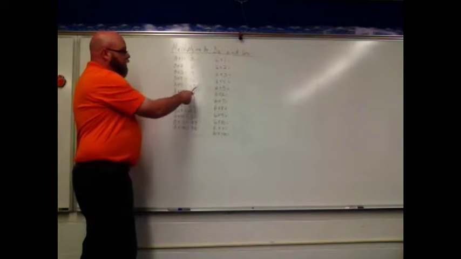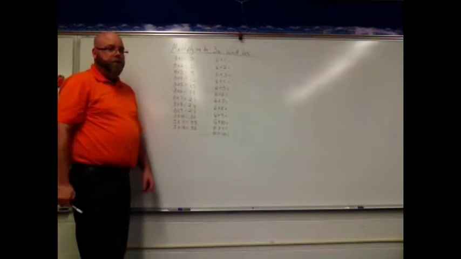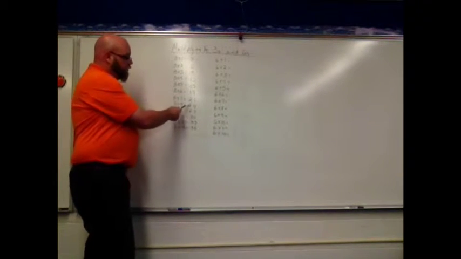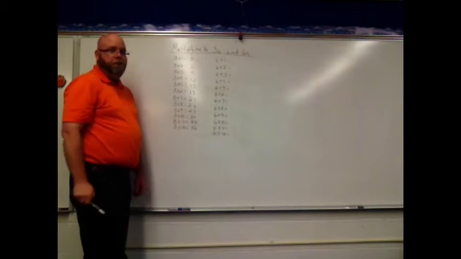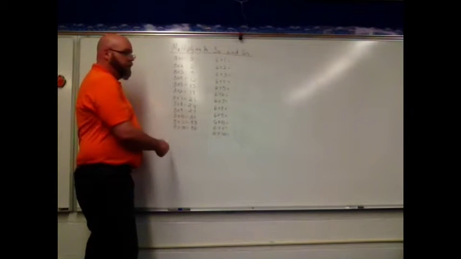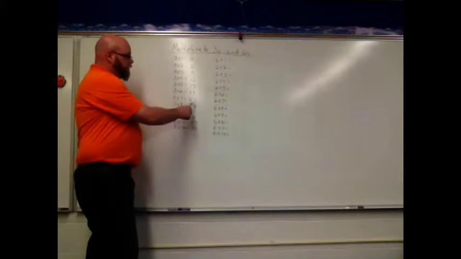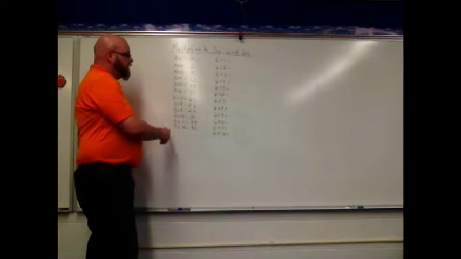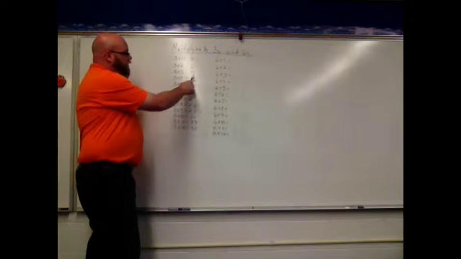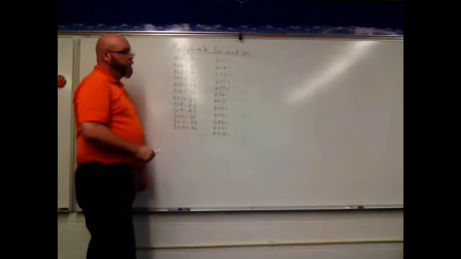3, 6, 9, 12, 15, 18, 21, 24, 27, 30. Then it does it backwards while saying the math facts. 3 times 10 is 30. 3 times 9 is 27. 3 times 8 is 24. 3 times 7 is 21. 3 times 6 is 18. 3 times 5 is 15. 3 times 4 is 12. And 3 times 3 is 9. And 3 times 2 is 6. And 3 times 1 is 3, of course.